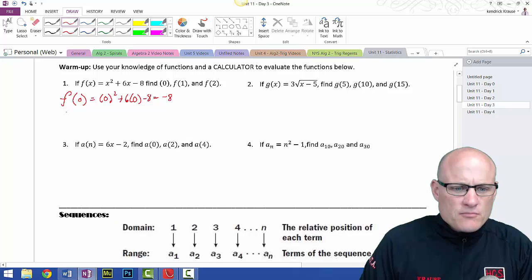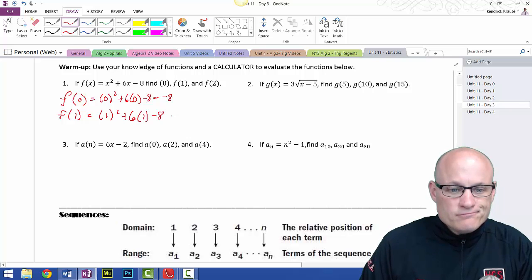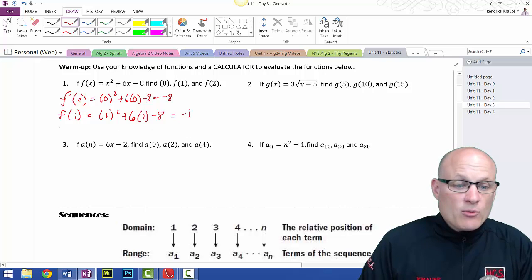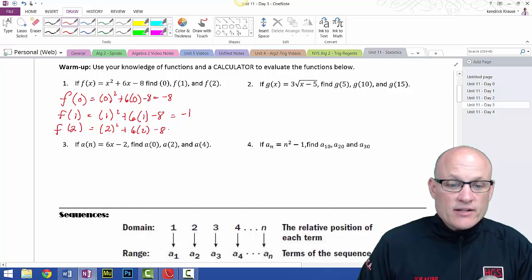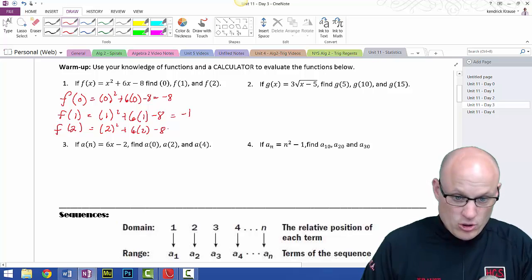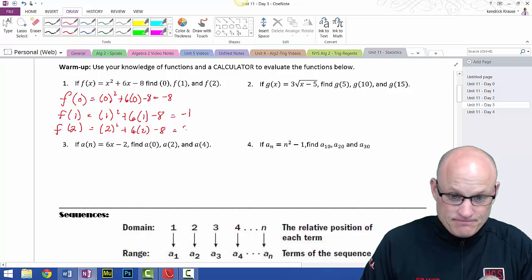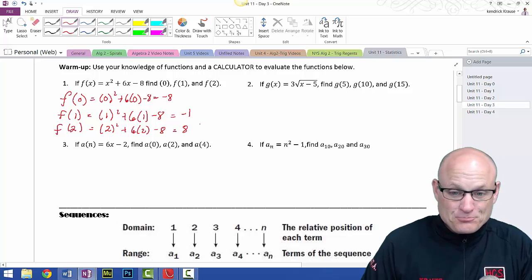F of 1. I'm going to plug in 1. 1 squared plus 6 times 1 minus 8. What's that? 1 plus 6 is 7 minus 8 is negative 1. And then we'll plug f of 2 in, and we get 2 squared plus 6 times 2 minus 8. Let's see, that's 4 plus 12 is 16, so this is like 8. What do you think?